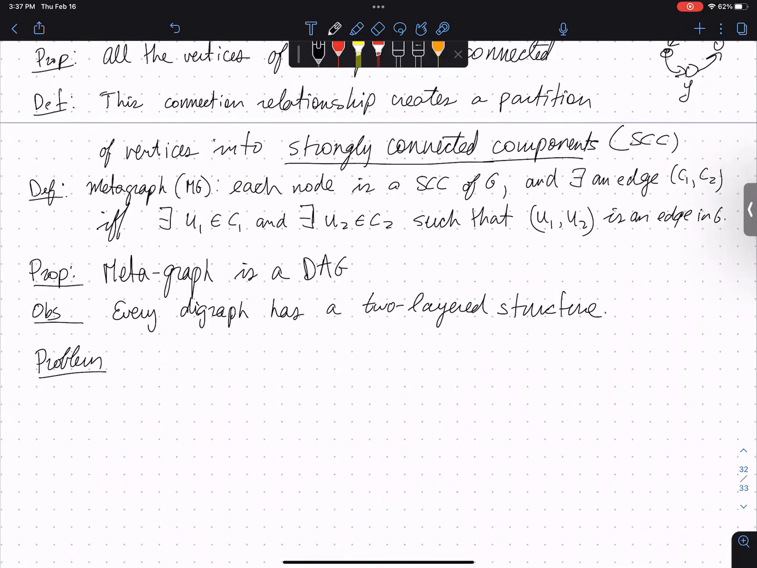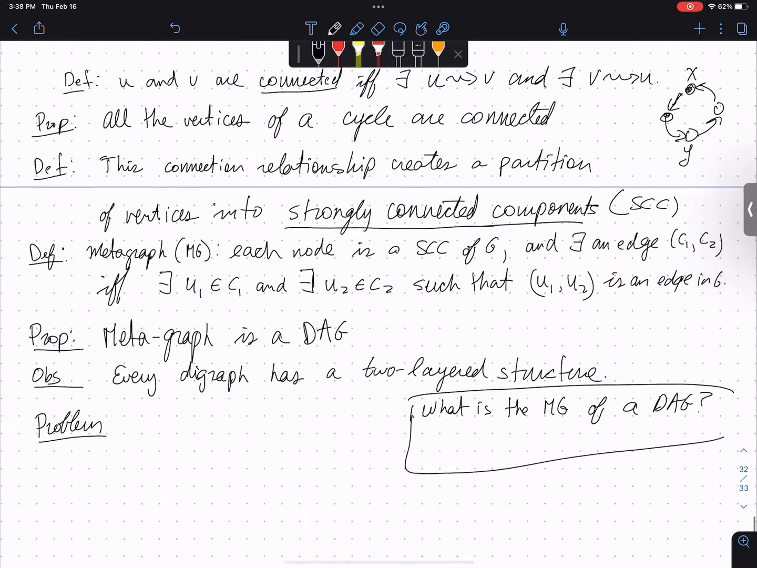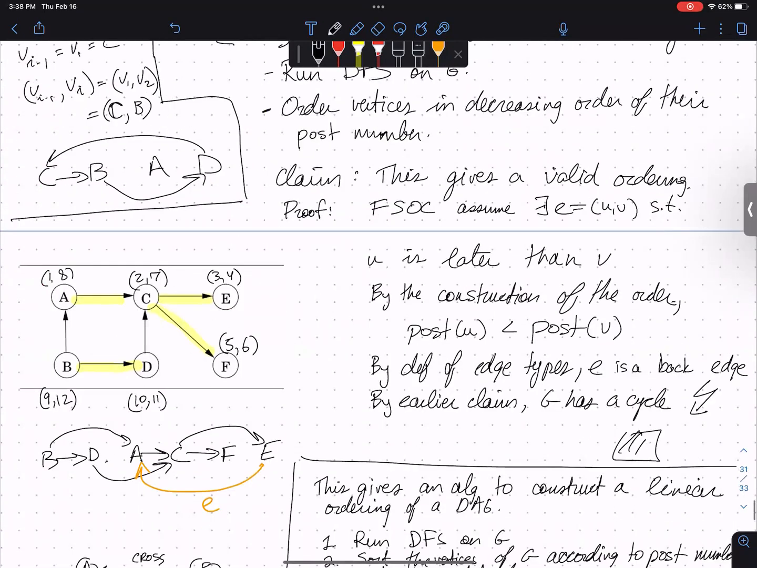Maybe that's a good aside. So what is the metagraph of a DAG? We had before, here was our DAG that we looked at quite a bit. How many strongly connected components are here? Yeah, 6, correct. Every single vertex is a strongly connected component.